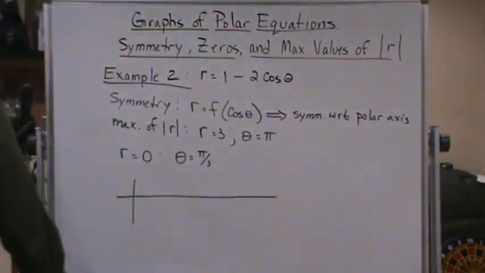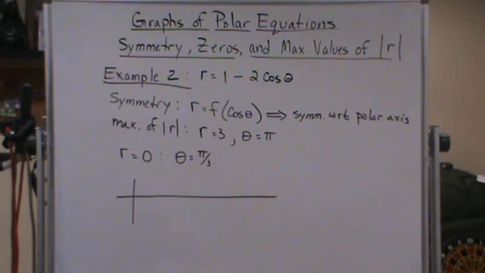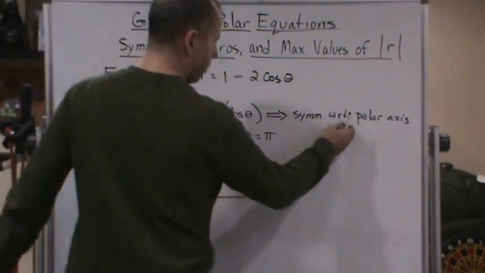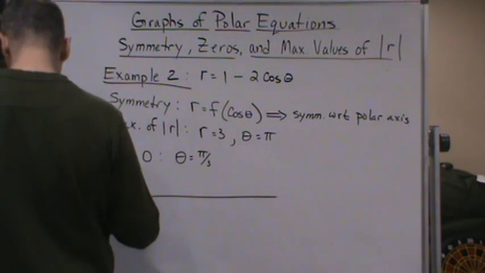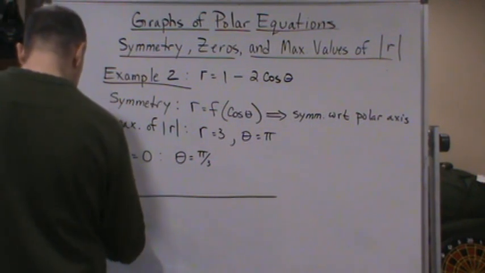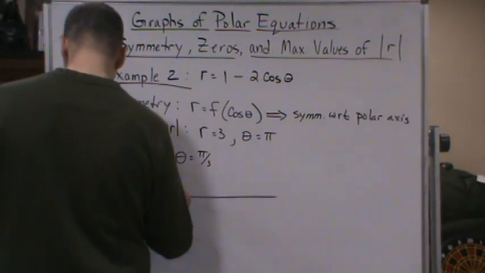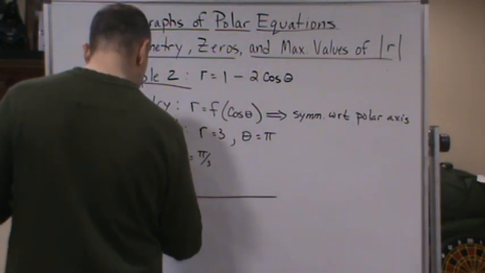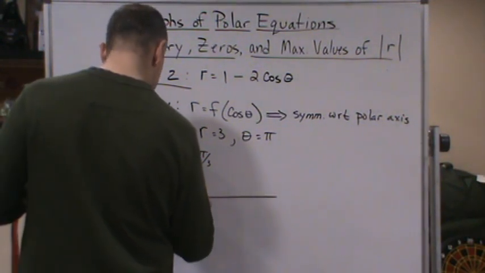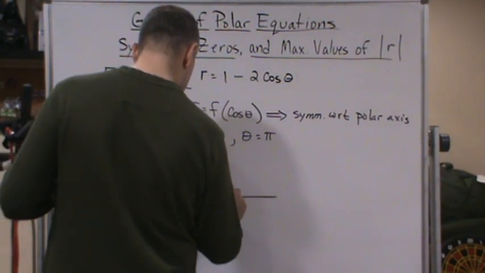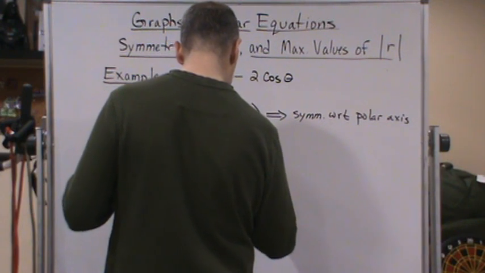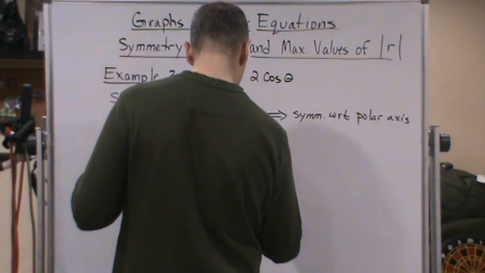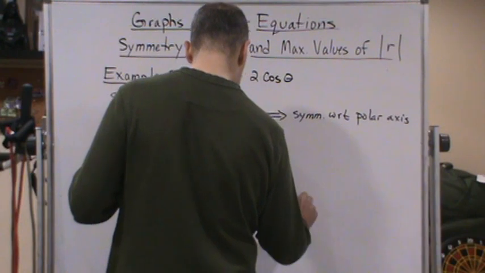And what we're going to do is go from 0 to pi. Because it's symmetric with the polar axis, all we have to do is go from 0 to pi and plot those, and then use symmetry to plot the rest. So we've got theta and r. So we've got 0, pi over 6, pi over 3, pi over 2, 2 pi over 3, 5 pi over 6, and pi.